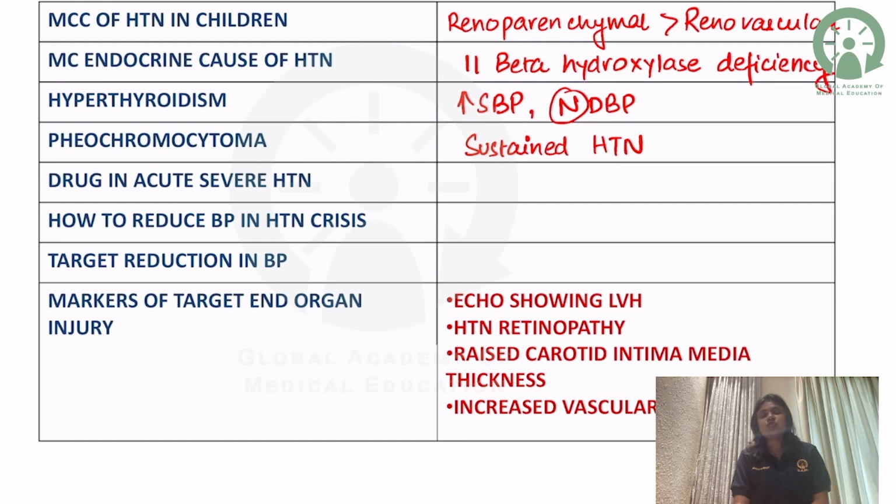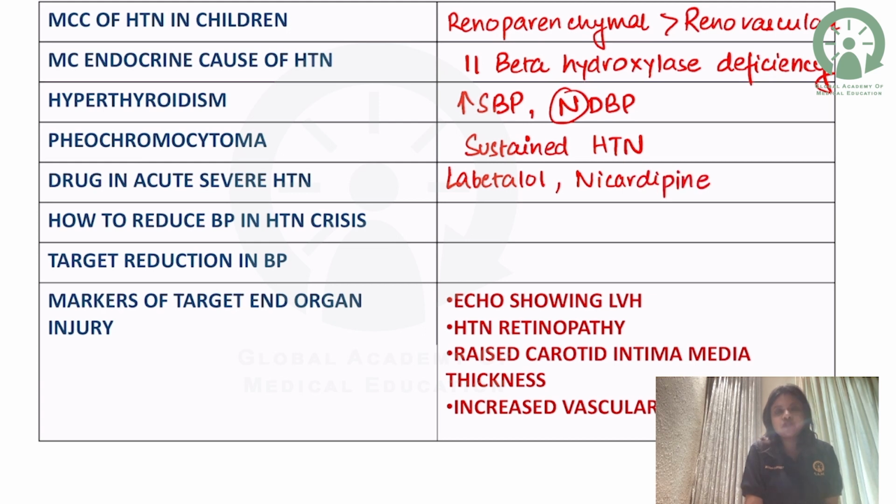So what is the drug that we can give in acute severe hypertension? We have three drugs. One is labetalol. We can also give nicardipine, which is a calcium channel blocker. Also, we can give sodium nitroprusside.